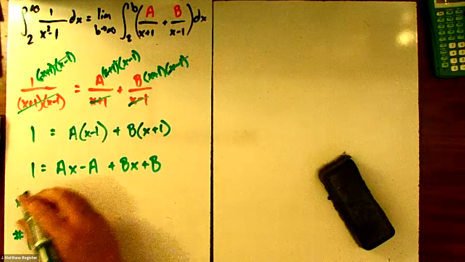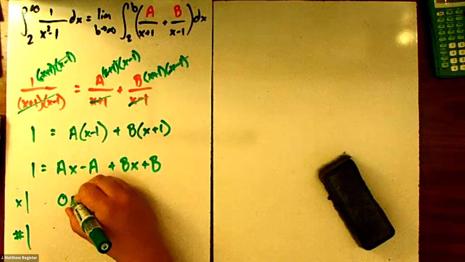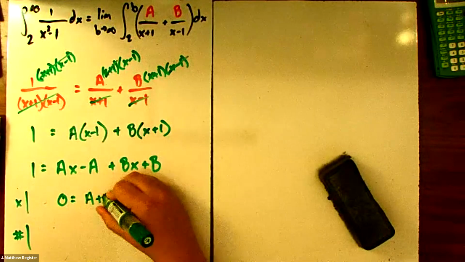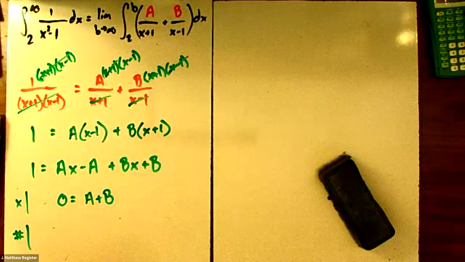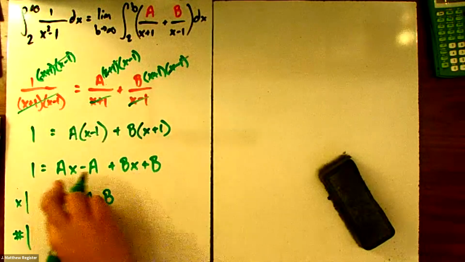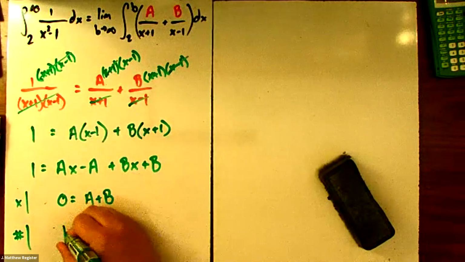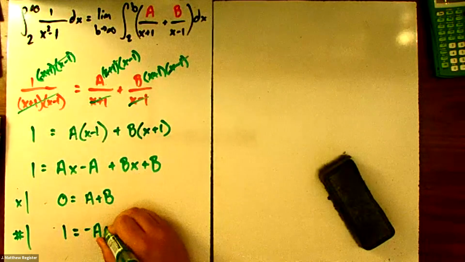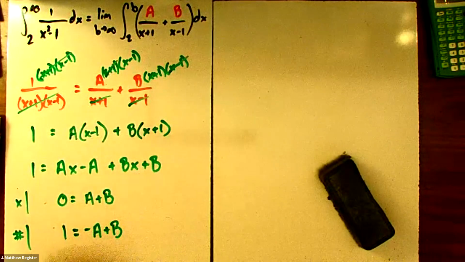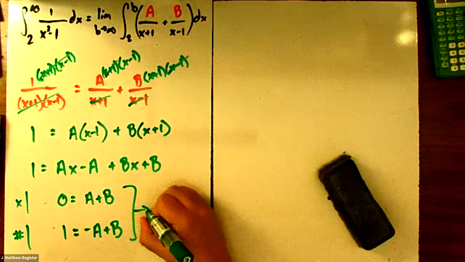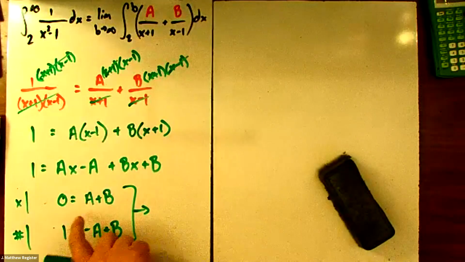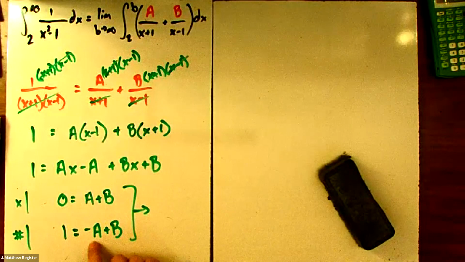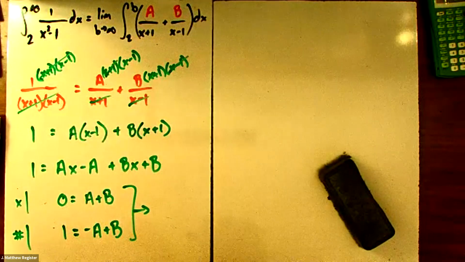Looking at our x terms, we don't have any x terms on the left side. On the right side, we would have a plus b. Looking at our number terms, we do have a 1 on the left side. Then it's going to be a negative a plus b. So a plus b equals 0, and negative a plus b equals 1.